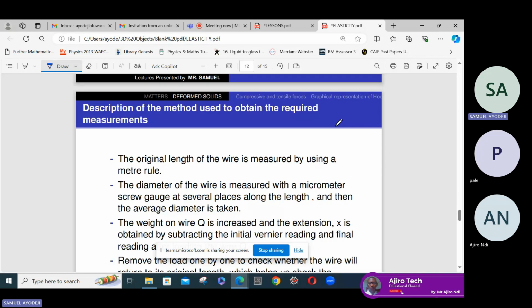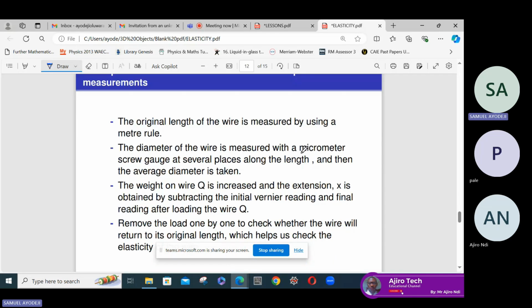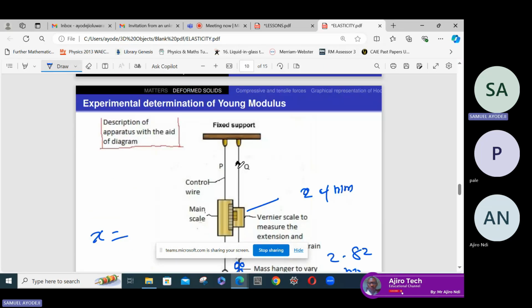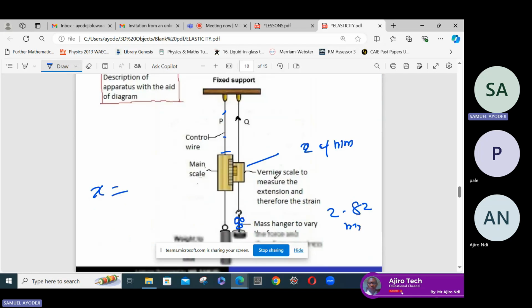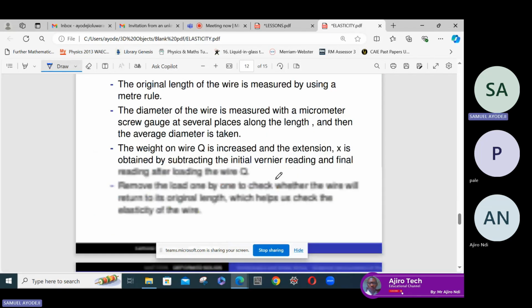Measure the original length of the wire using the meter rule. Measure the diameter at different points using a micrometer screw gauge, at different places along the wire, and calculate the average. So this is the wire: take the diameter at this point, at another point, at another point, and find the average. The weight on the wire is increased, and the extension is obtained by subtracting the vernier caliper readings.